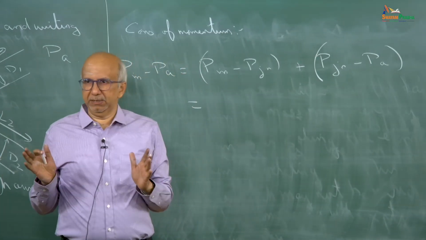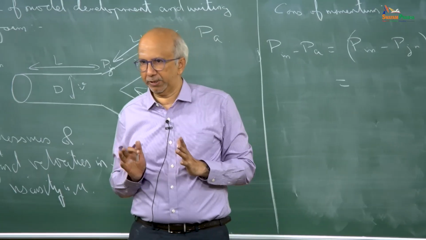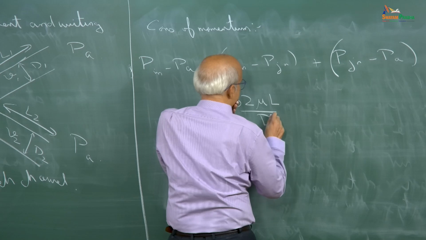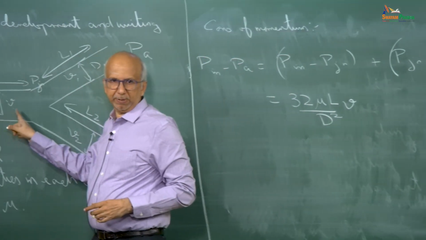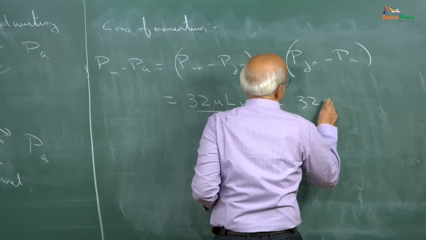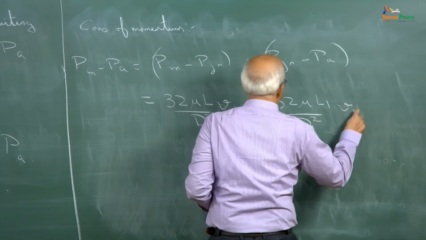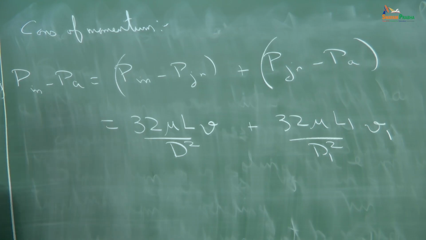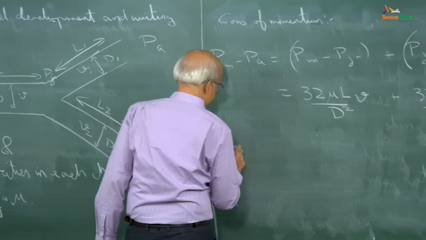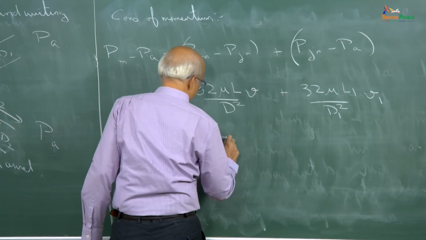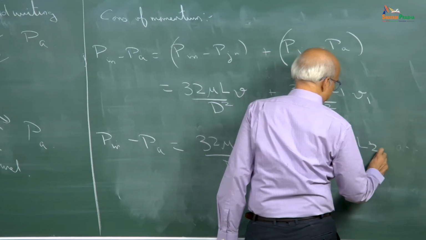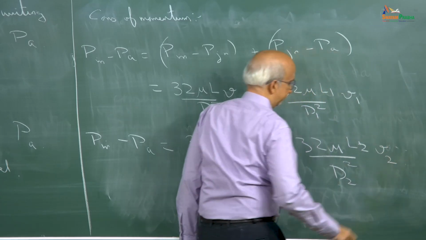And assuming the flow is laminar, and this is what I said, when you do modeling you make assumptions. So, I am assuming the flow is laminar. This pressure drop is going to be given by something like 32 mu L by d squared V. This is the pressure drop in this pipe, and in this pipe here it is 32 mu L1 by d1 squared V1. Similarly, I can do a momentum balance by including the lower pipe, and I would get P in minus P atmosphere equals 32 mu L by d squared V plus 32 mu L2 by d2 squared V2.